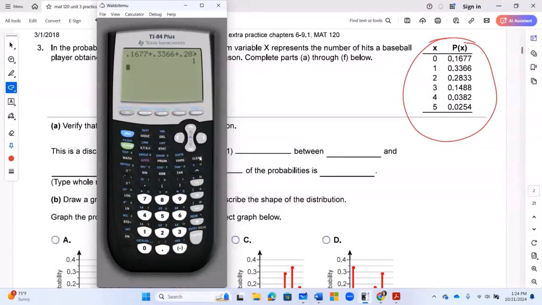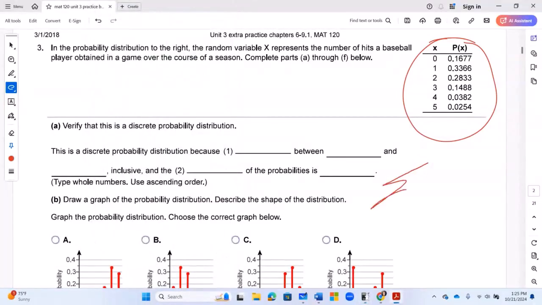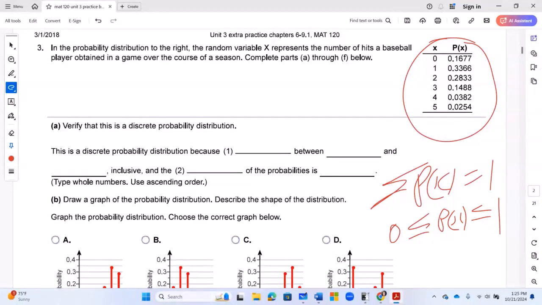Now let's see if it satisfies the other one. There is no negative probability, because the laws of probability say that in any probability distribution, the sum of all the probabilities must be equal to 1. And the probability of an event must be between 0 and 1. In other words, there should be no negative probability, and no probability can be greater than 1. So the two conditions are satisfied.